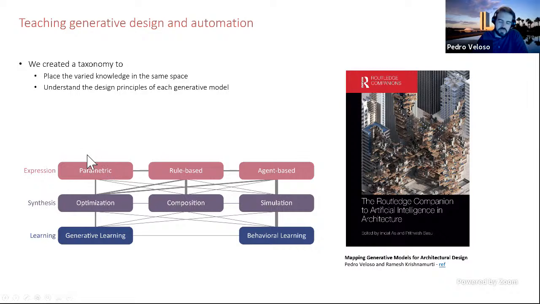For example, some of them are parametric modeling, optimization, and rule-based modeling. If you're interested in knowing more about this taxonomy, it's available in the Routledge Companion to Artificial Intelligence in Architecture. But today, I don't want to talk too much about it. I'll let you explore if you're interested. I just want you to focus on this last row of the taxonomy, which was added recently to our generative systems.